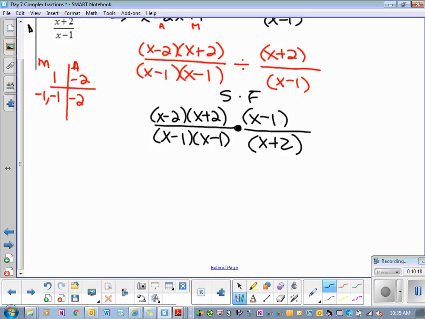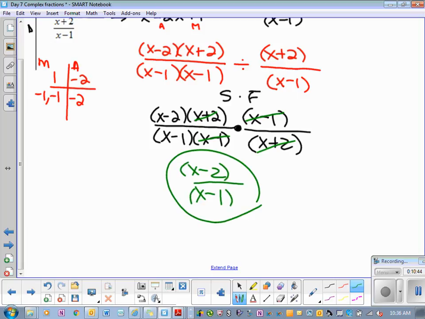All right, what can you cross out? x minus 1 and x plus 2. I know that there are two x minus 1s on the bottom, but remember what I told you, you can only cross out one for one, right? All right, so what's left over? x minus 2, x minus 1. Good, x minus 2 over x minus 1. And you can put those in parentheses or not because they're the only factor left.